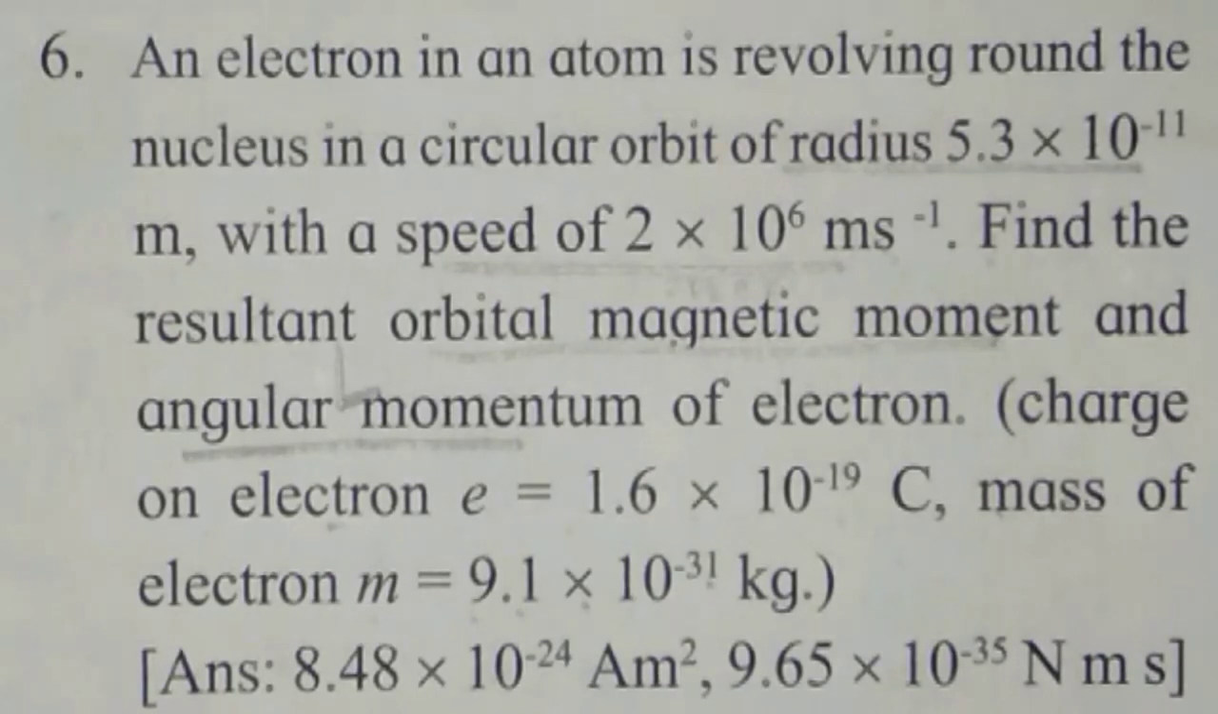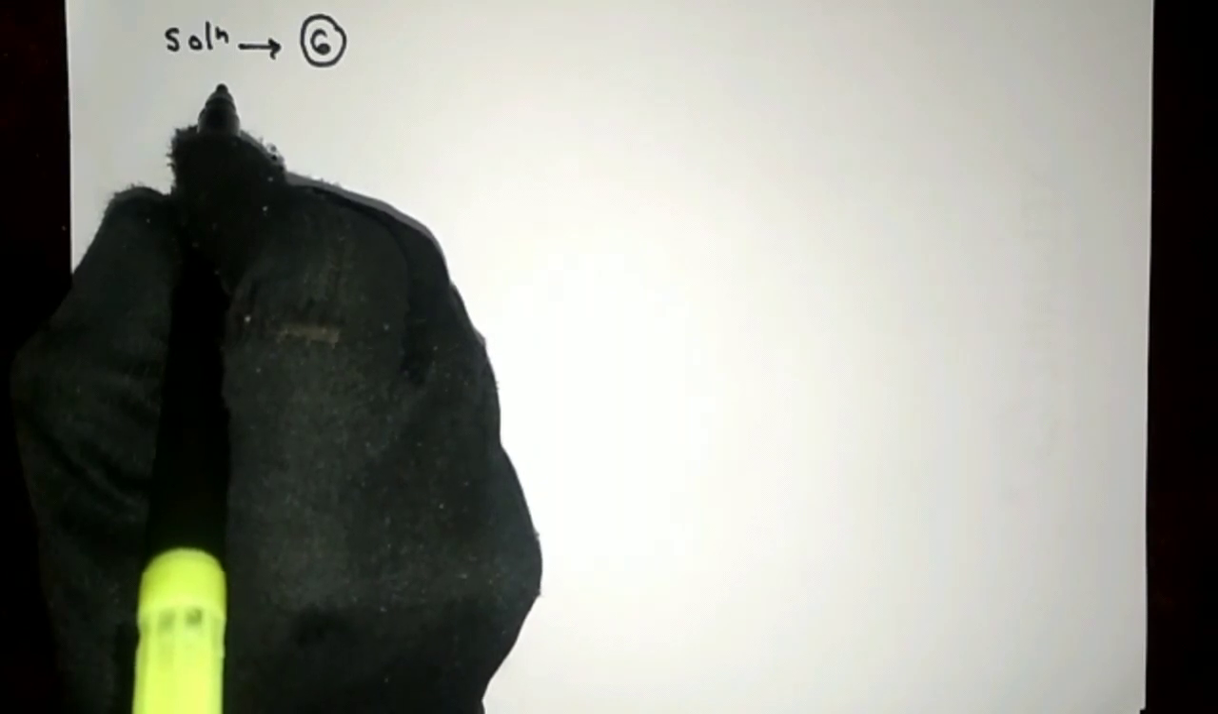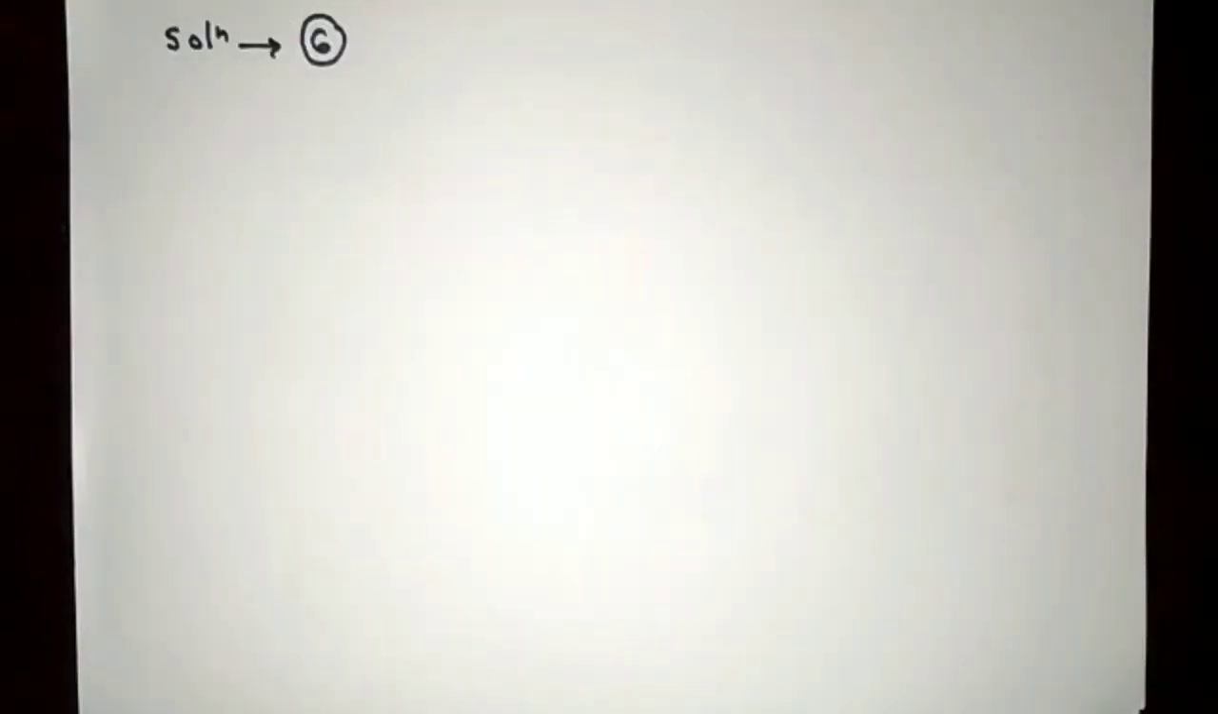As we have discussed the formulas, let's see which formula we are going to use. So let's have a solution for question number 6. First of all, as usual, after reading the numerical very carefully, we have to start writing the data.